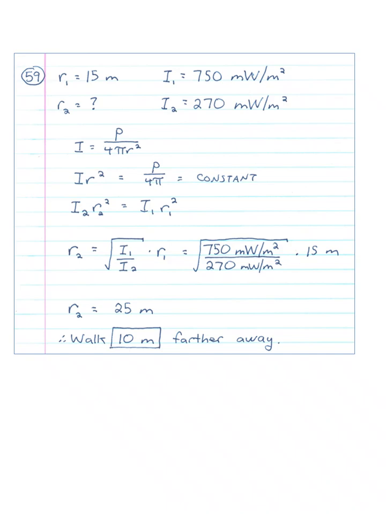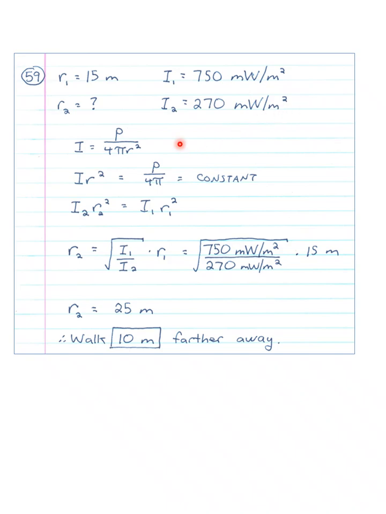Number 59. At a point 15 meters from a source of spherical sound waves, you measure the intensity 750 milliwatts per meter squared. How far do you need to walk directly away from the source until the intensity is 270 milliwatts per meter squared? Let's write out the given information. R1, 15 meters, intensity 1 is 750 milliwatts per meter squared. R2 is question mark. That's what we want to solve for. And I2 is 270 milliwatts per meter squared.